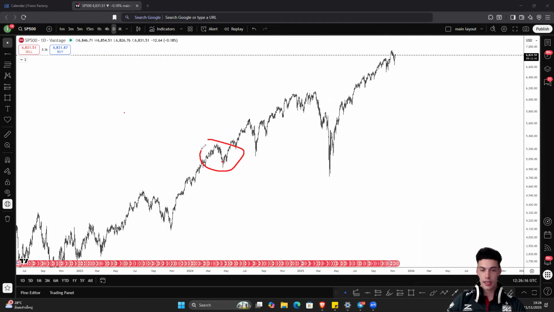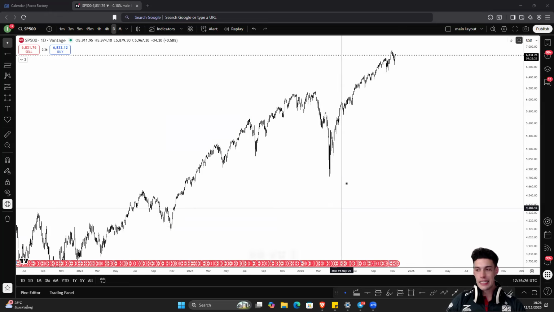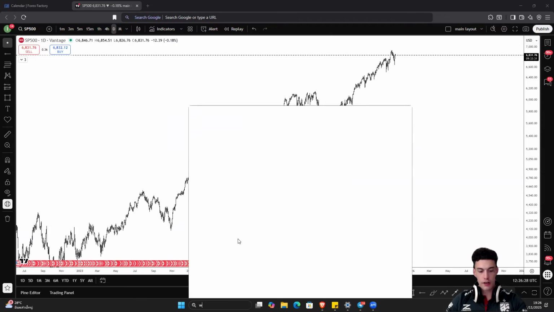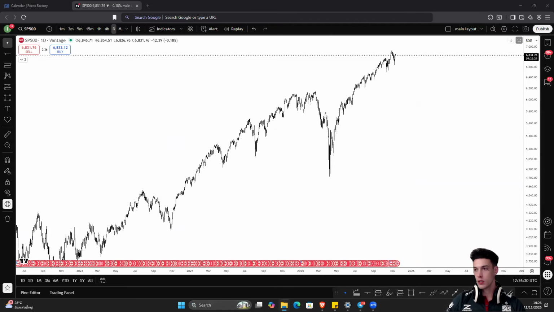Some of y'all are coming in saying that's a reaccumulation. No, it's not. Why is this not a reaccumulation? Because I can't validate it. Remember, with schematics, you need to be able to see the details. Let me put them up.